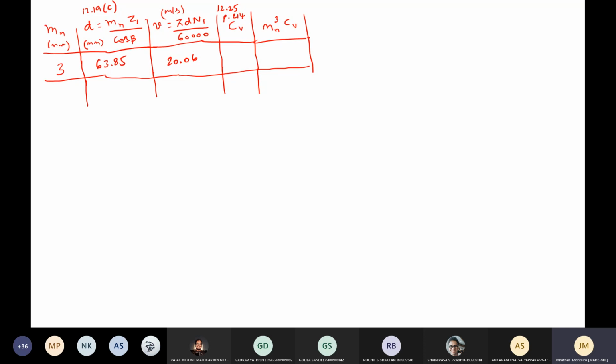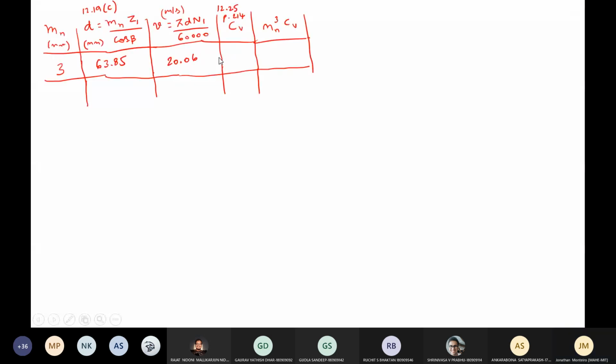Okay, V greater than 20. I think we can use D here because the velocity is high. Yeah, we can use D. 12.25 D, 5.55 by 5.55 plus root of V. 0.553.